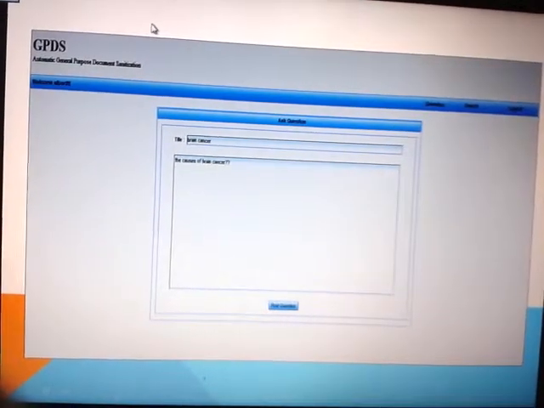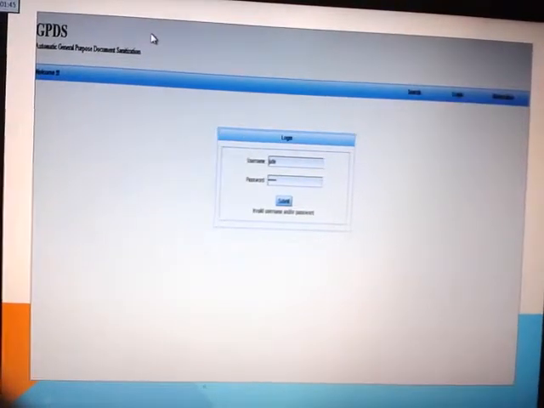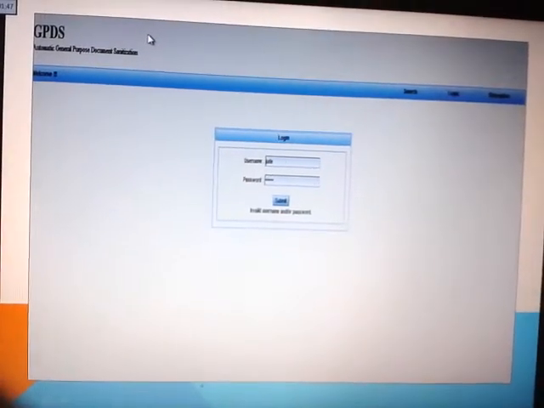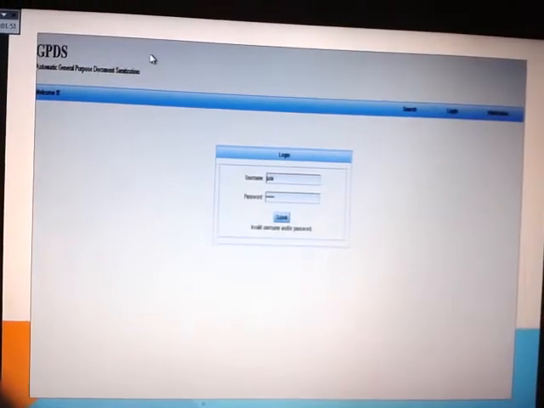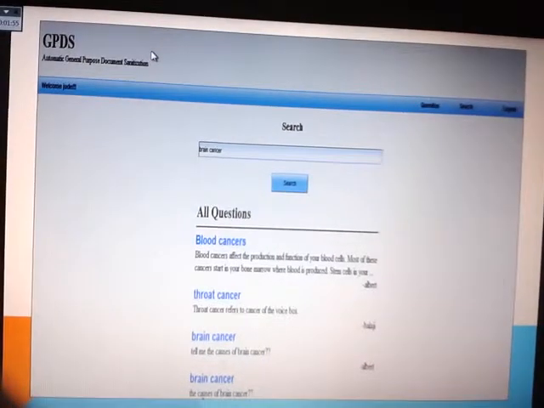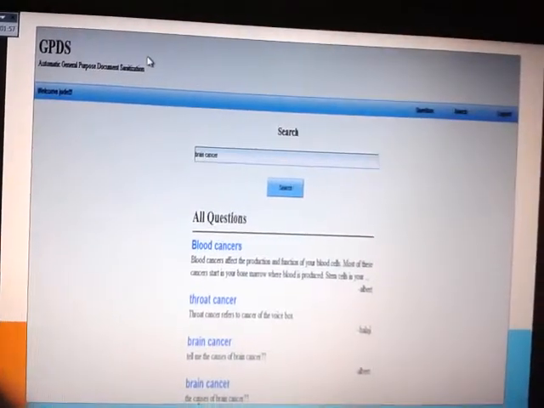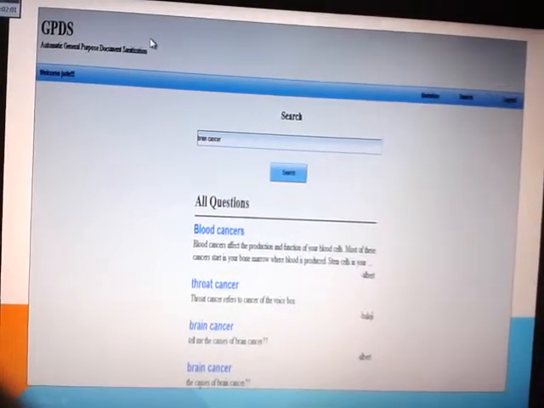Now, Albert logs out. Another patient named Jude enters his information using his password and username. Jude is also provided with the same facilities: he can ask a question, and he can search for any information related to medical terms. Here, Jude searches for information about brain cancer. All the information related to brain cancer and cancer is provided.